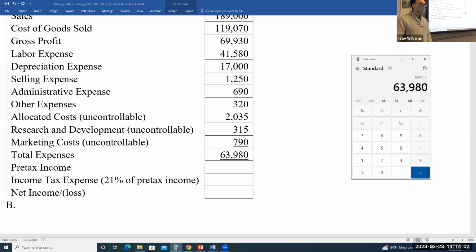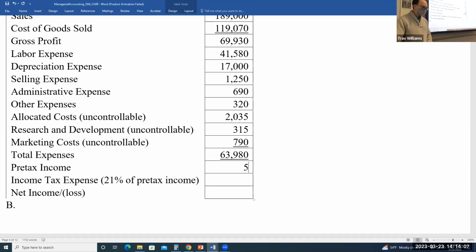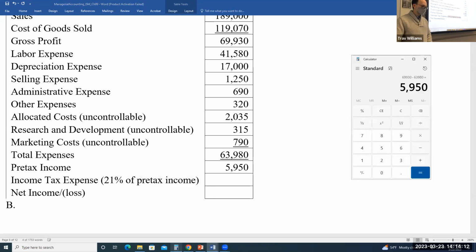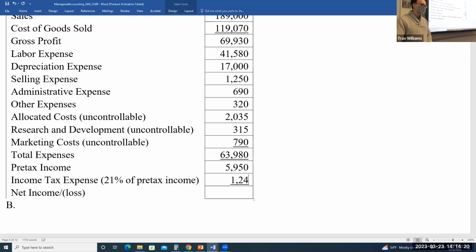Exactly. So gross profit minus total expenses, we get 5,950. Then if we have a 21% tax bracket, multiply by 21%, we get 1,249.50. I think they round that off. Yeah, they do, because our net income comes out to $4,700. Okay, that's pretty easy, right?